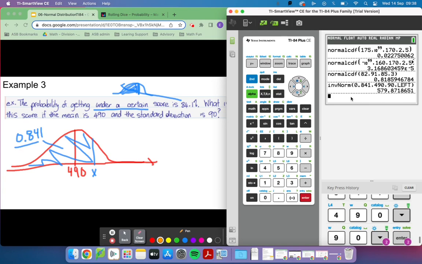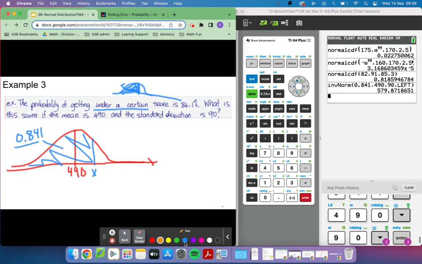And we get that our value is 580 if you round to 3 significant figures. So 580. Now let's think if this value makes sense for us. 580 is bigger than 490, so it does make sense for it to be on this side of our number line. So the number 580, that means we have 84.1% of people who are scoring 580 or less.